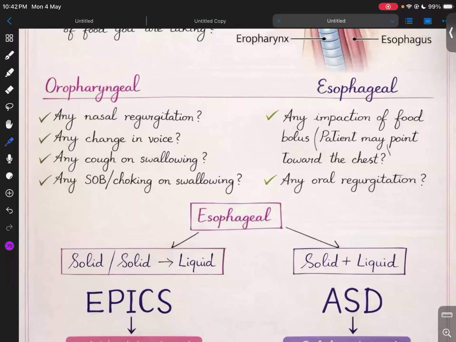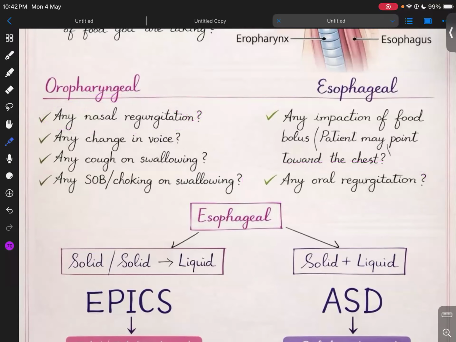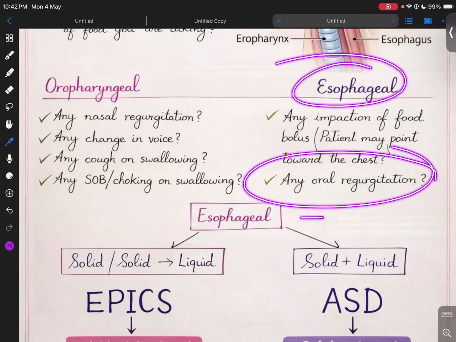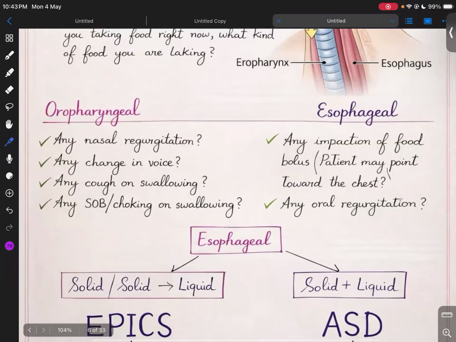Then whenever there is any esophageal dysphagia, there can be oral regurgitation. In oropharyngeal dysphagia it is nasal regurgitation, but in case of esophageal dysphagia, it is oral regurgitation. We have to ask this question: have you noticed any food particle coming through the back of your mouth? This is the non-jargon term of oral regurgitation. So these are the questions for esophageal dysphagia.